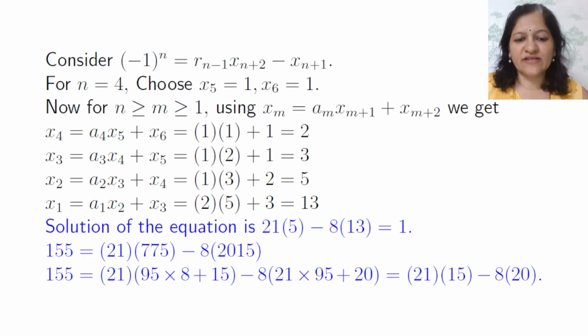So you write 775 as a multiple of 8, a suitable multiple of 8, and the same multiple we have to use to express 2015 as a multiple of 21. Then cancelling the common terms we get 21 into 15 minus 8 into 20. So the method is the same whether a is less than b or a is bigger than b.